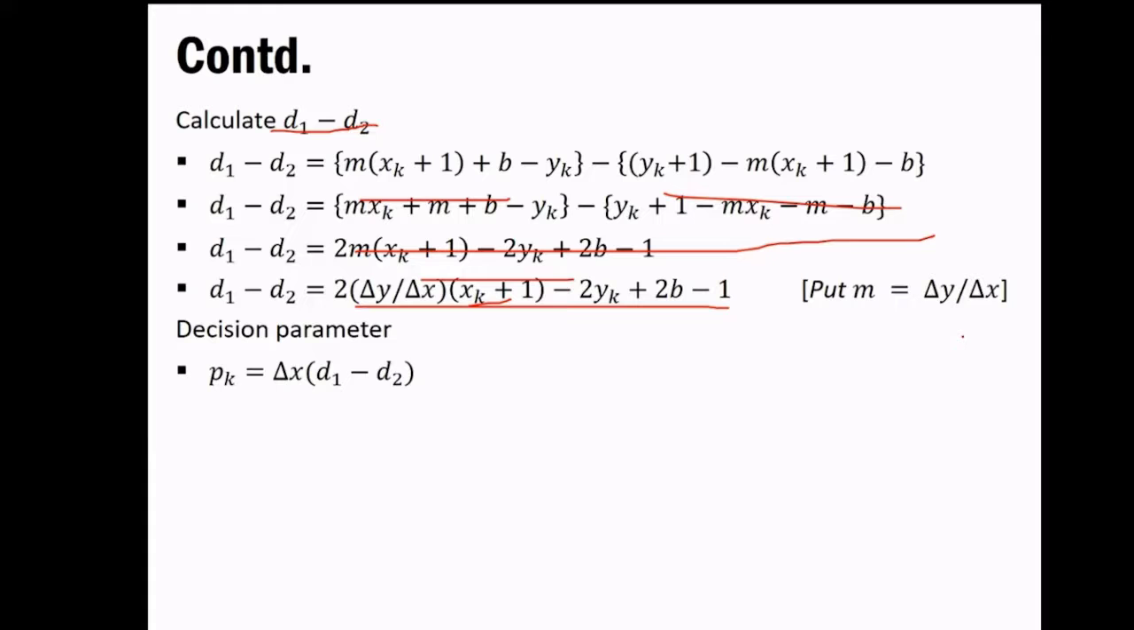Basically, you don't have to do anything special. You have to multiply delta y with the terms inside this bracket, and in a similar way take minus 2yk plus 2b minus 1. Now the one remaining thing is delta x, which is not common in both the equations. So we take it as common and multiply this delta x with the remaining terms also. Once we do this, we have to simplify the whole thing. That would give us the final value of d1 minus d2. Once you get this, write it down in your notebook and see what happens. What is the thing that you are getting?